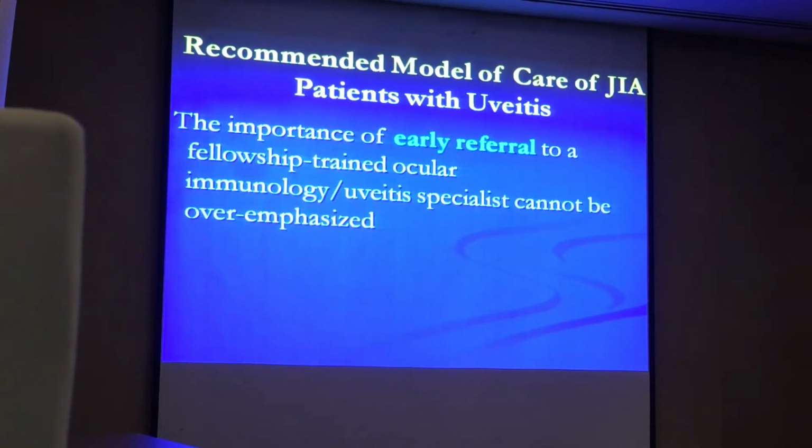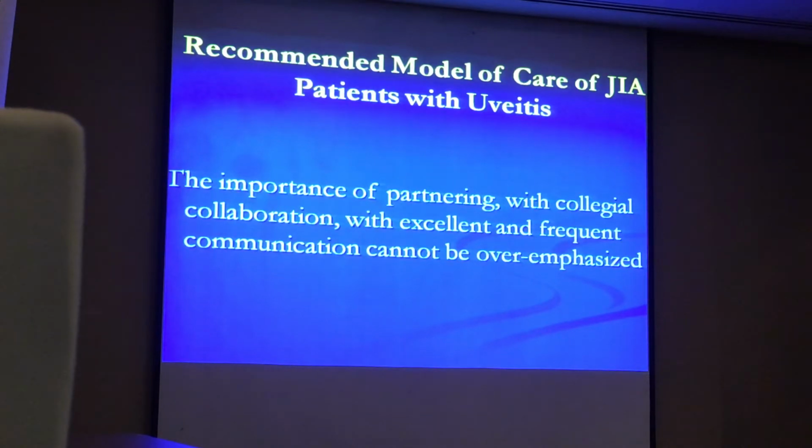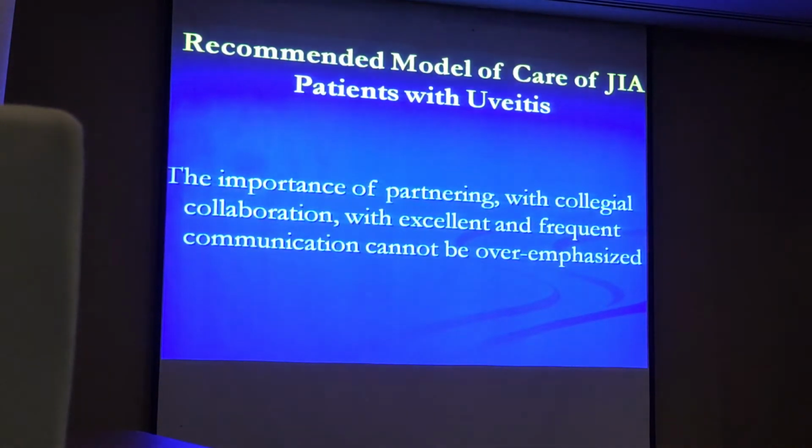So the model of care for children with JIA and other forms of pediatric uveitis will be the early referral that I just mentioned, and also partnering with others. So this more than ever is important. And I think with that together, we can probably make a difference in this regard. And so thank you for your attention.